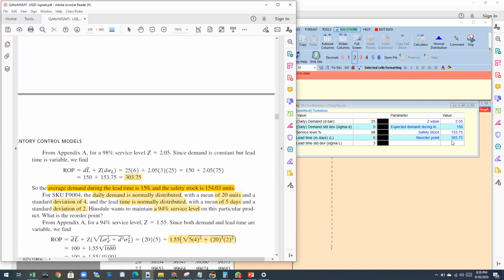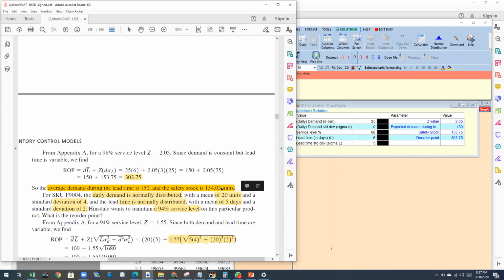So when the unit falls to 304, they have to immediately send out an order. You have to calculate the EOQ to find the Q. You put in an order by the amount of economic order quantity.